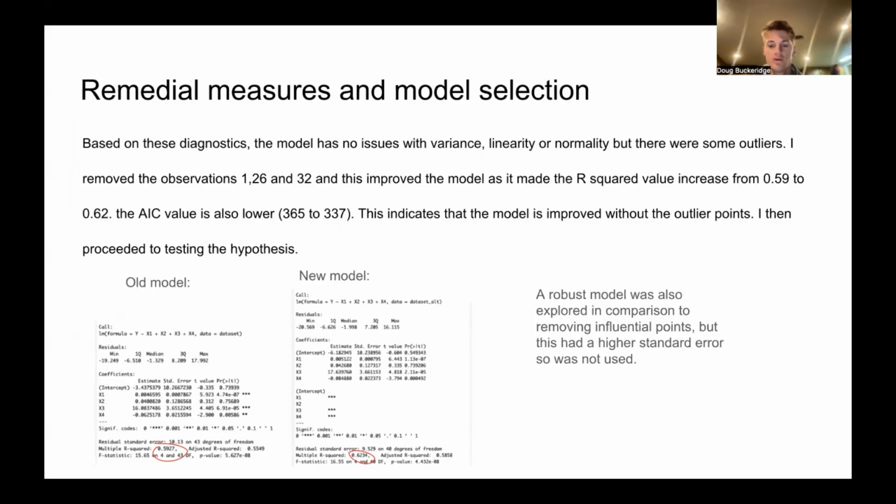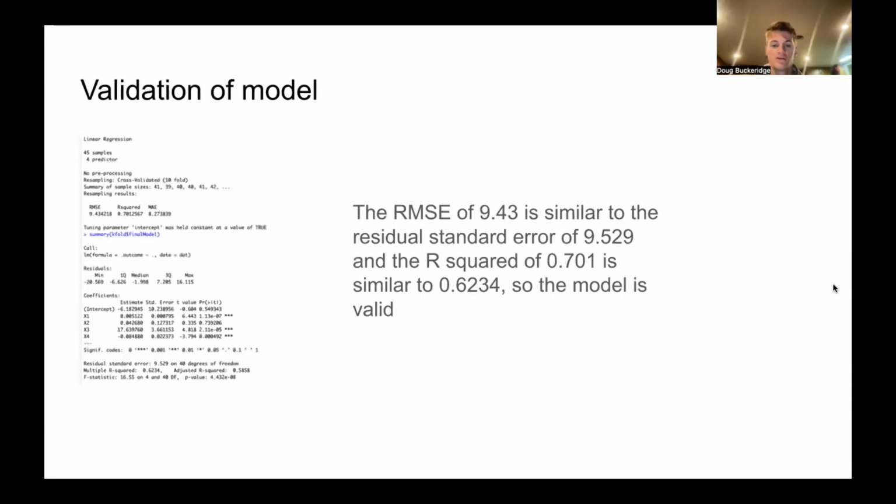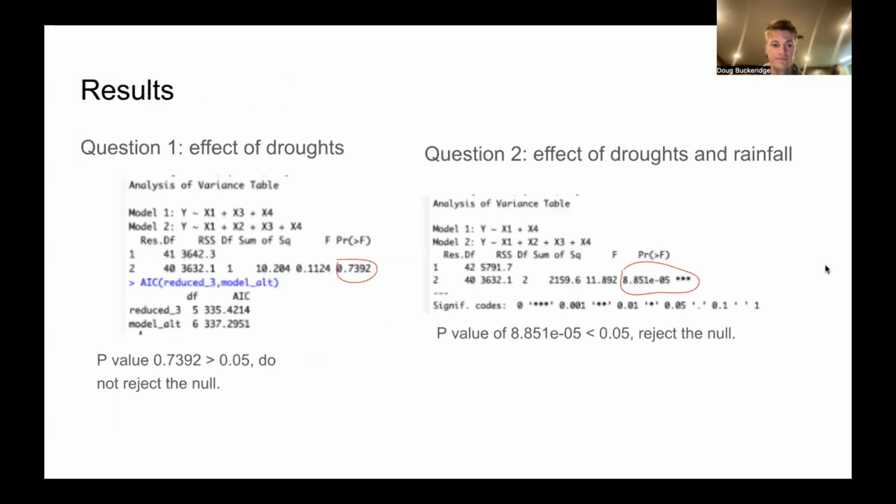I also did try a robust model instead of removing influential points, but this had a higher standard error, so it was not used. I also made sure to validate the model with the k-fold procedure, and we can see from the RMSE values and the R squared values that the model was valid.